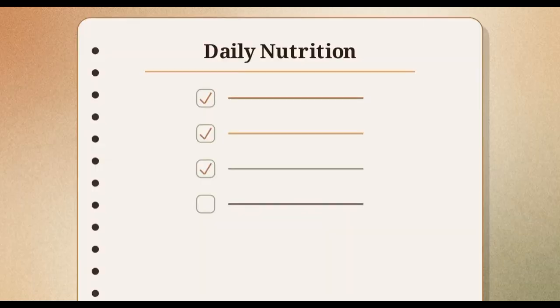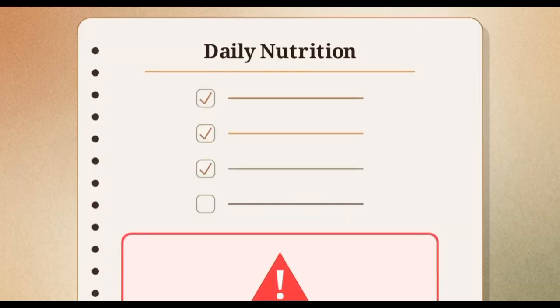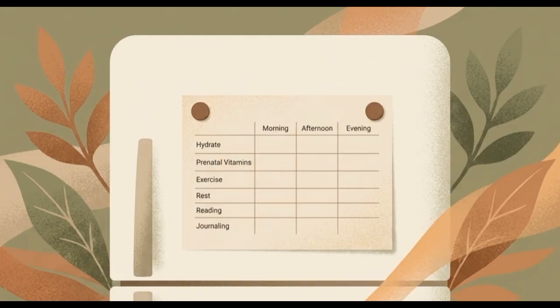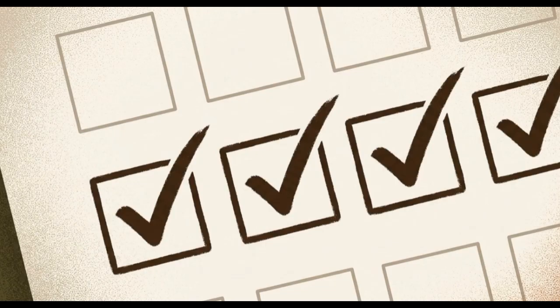At the very bottom of the tracker, create a bold, highlighted warning forbidding the consumption of any raw or undercooked foods. Utilizing a visual daily checklist turns healthy eating from a vague concept into a measurable, repeatable habit. This system keeps your nutritional targets visible, making it easier to maintain the consistency required for fetal development.